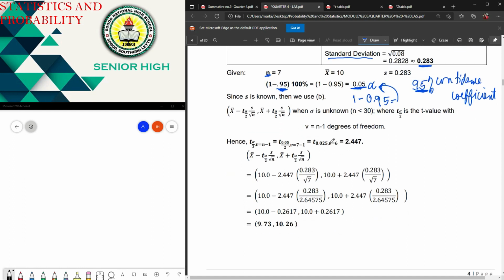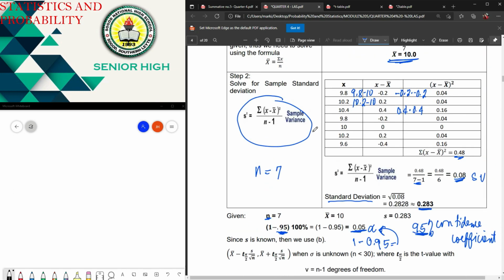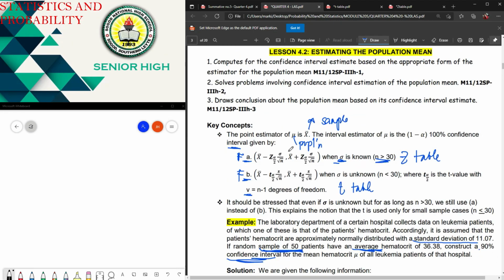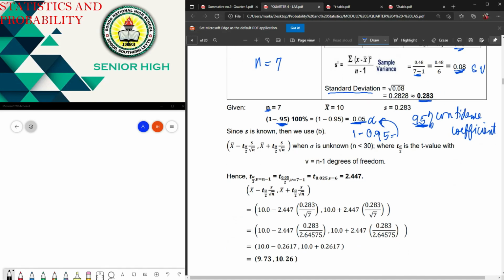Okay, so it is 0.05. So now, remember, formula A and formula B are not the same. So you need to be careful, because we are now using t. Why are we using t? Because your n is less than 30. Okay, though your standard deviation is known, still your n is less than 30. That's why we are using the t table. So again, t is two-tailed, so t sub alpha over 2. Remember the degrees of freedom, n minus 1.